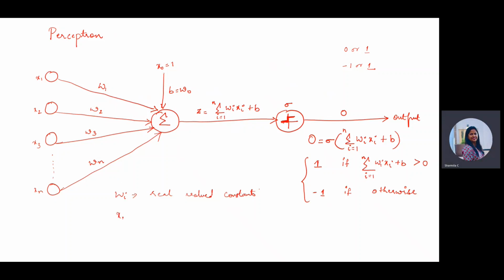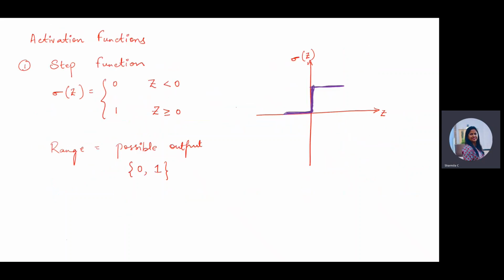So we have inputs xi and weights wi, which are real valued constants. Finally, the perceptron produces the output, which is 1 if this is greater than 0, -1 otherwise. This sum is processed through the activation function. We have different types of activation functions. To name a few, the first type of activation function is called the step function.